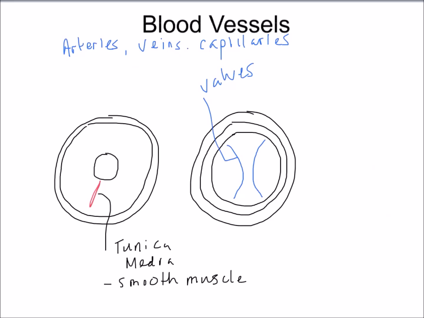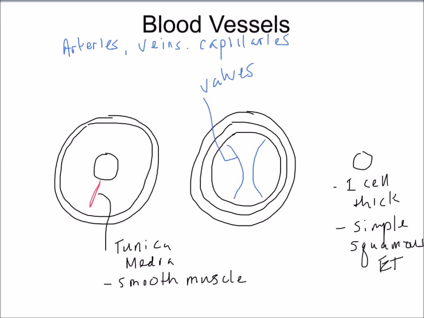And the last type of blood vessel is the capillary. The capillary is one cell thick. It is made up of simple squamous epithelial tissue. So it's a single layer of flattened cells. That's what it's made up of. And the reason why capillaries are made up of simple squamous epithelial tissue is because capillaries are going to be involved with gas exchange. It's going to exchange carbon dioxide and oxygen at the tissue level.